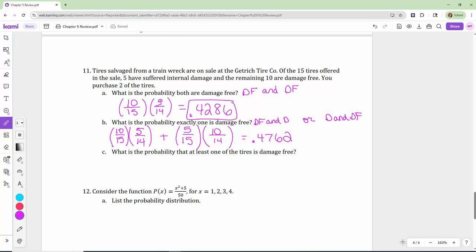What's the probability that at least one is damage free? So that could mean both are damage free or one is damage free. So what should I do? You could do two options. You could do 1 minus the probability that they're both damaged, or I could add the 2 probabilities that I already have. Because here's the probability that they're both good tires, here's the probability one of them is good. So adding those together would be every combination that gave me at least one good tire.